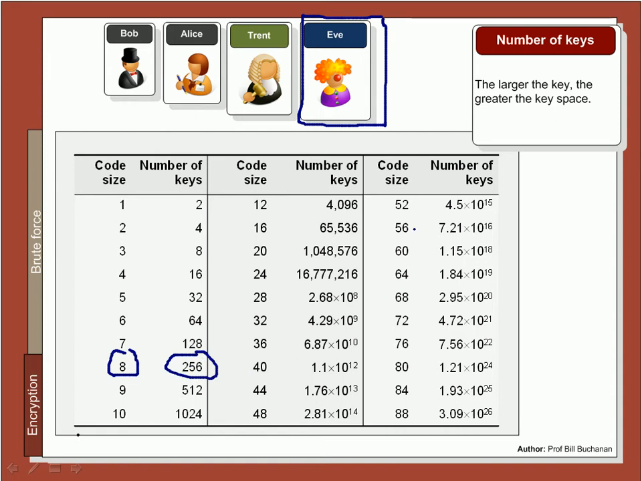As we increase, 56 bits is one of the most significant, and the reason it's significant is that one of the most important encryption algorithms, DES, uses a 56-bit key. In this case the number of keys is 7.2 and 16 zeros. And the more bits that we have in our key, the larger the key space will become.